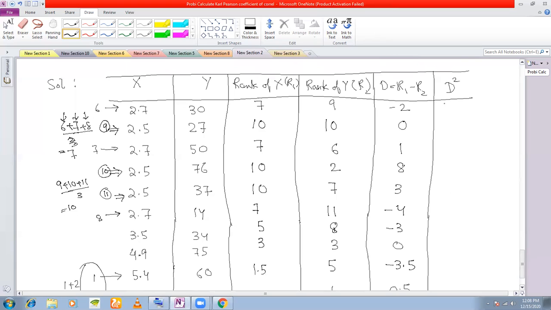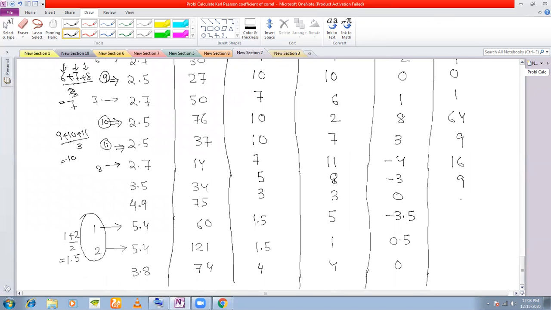And then you square the differences. Minus 2 whole square is 4, 0, 1, 64, 9, 16, 9, 0. 3.5 square is how much? 12.25. And this is 0.25. And then this is 0.